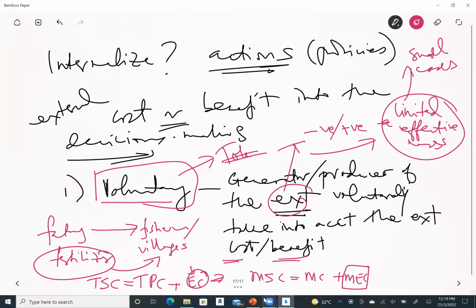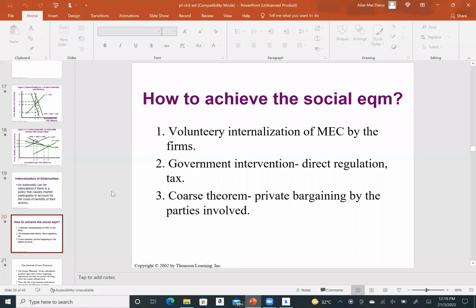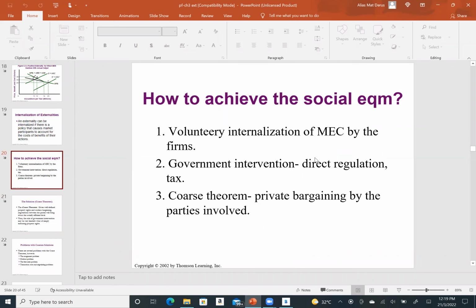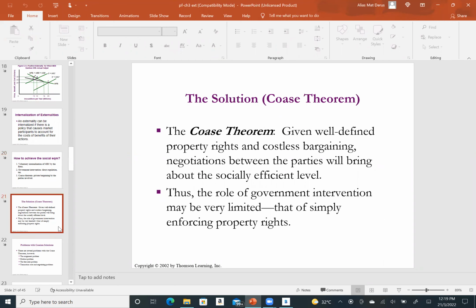Okay. All right. Now, next is the Coase theorem. After the voluntary one, the government intervention we do afterwards. So we go to the third possibility, Coase theorem. Now, Coase theorem is private bargaining. When we say private bargaining, the bargain is between the person affected by the externality and the generator of the externality. So it's a direct bargaining.